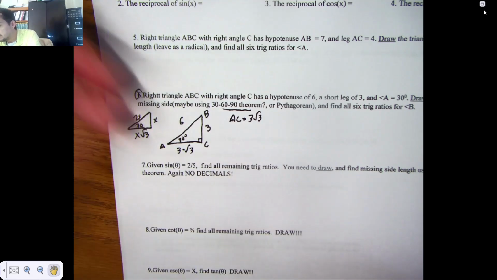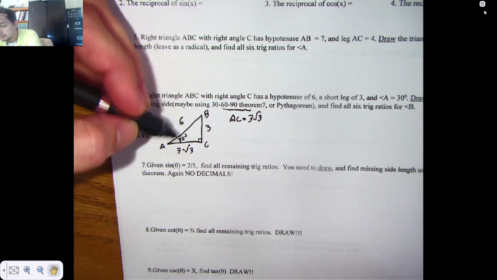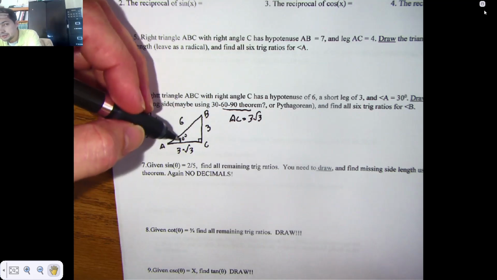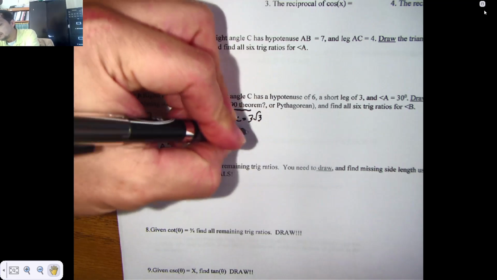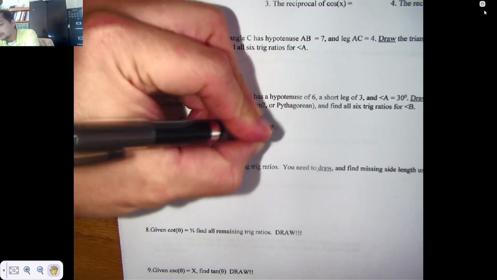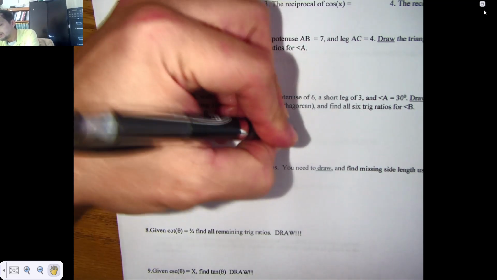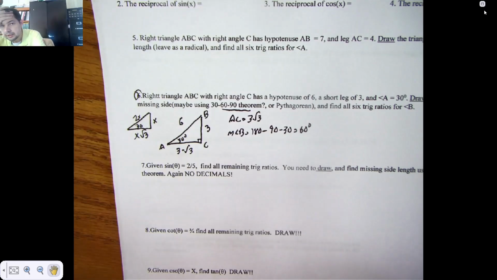You're supposed to find angle B. Last I checked, there were 180 degrees in the triangle. 180 minus 90, minus the 30 that's given, is 60 degrees. Hopefully you can figure that out.